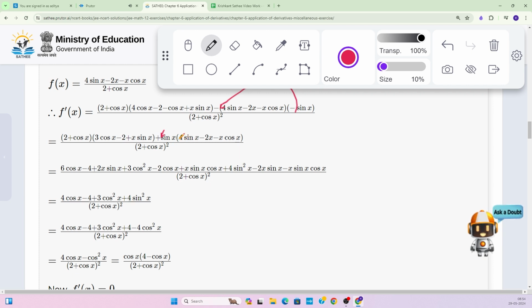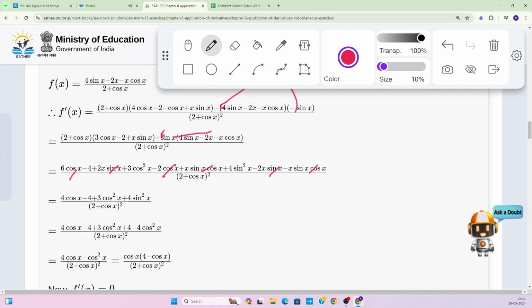Now for this term you will get 4 sin square x minus 2x sin x minus x cos x sin x. As you can see, this term and this term will be cancelled. Now what about the other terms? Here you are getting minus 2x sin x, and here you are also getting plus 2x sin x, but opposite in sign, so they cancel. Now the cos x terms: this is minus 2 cos x and this is 6 cos x, so from here you will get 4 cos x.